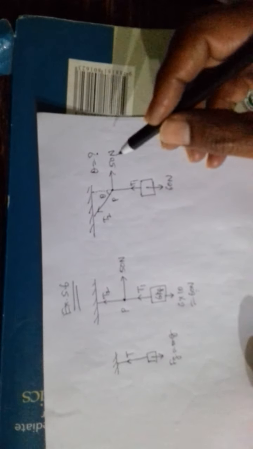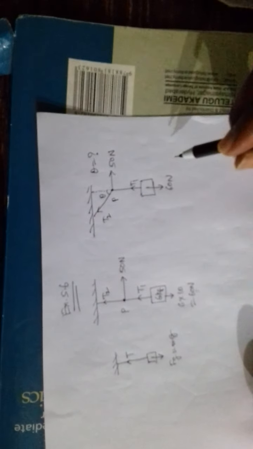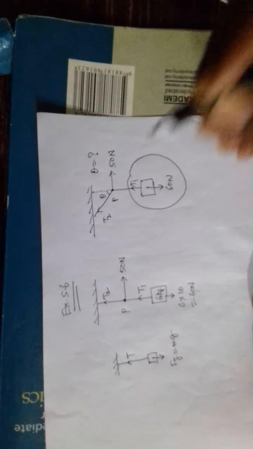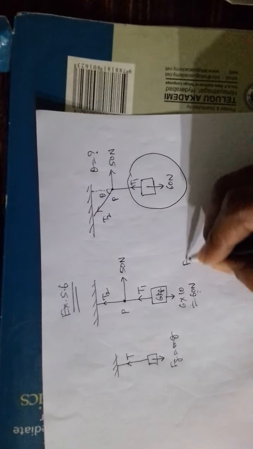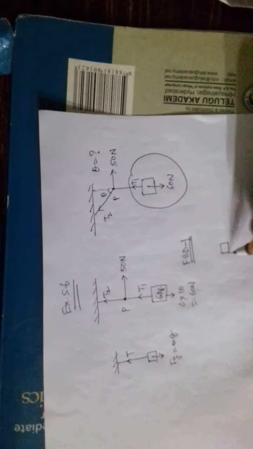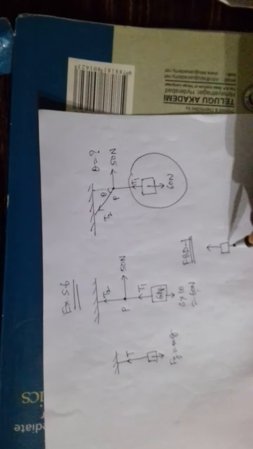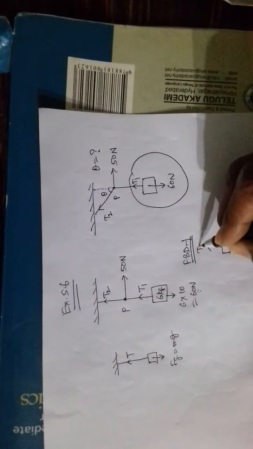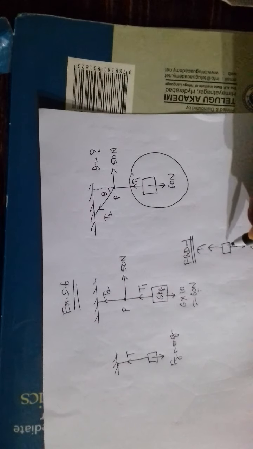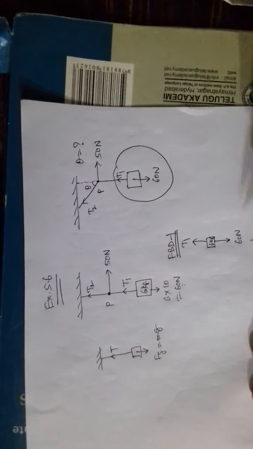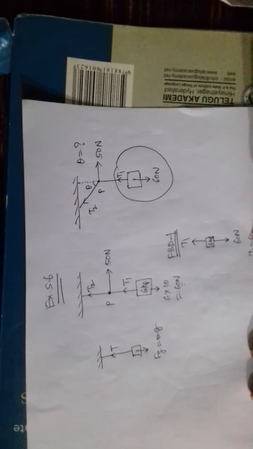To find the angle theta, let us divide this figure into two free body diagrams. First, let us take this free body diagram 1. On 6 kg mass, downward 60 newtons, upward T1. And this is under equilibrium, therefore T1 is equal to 60 newtons.